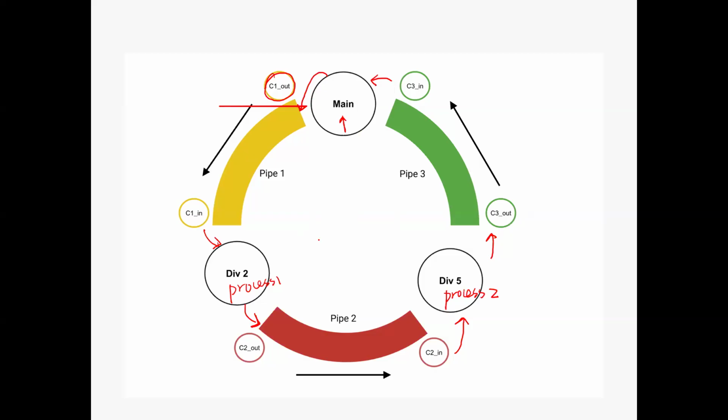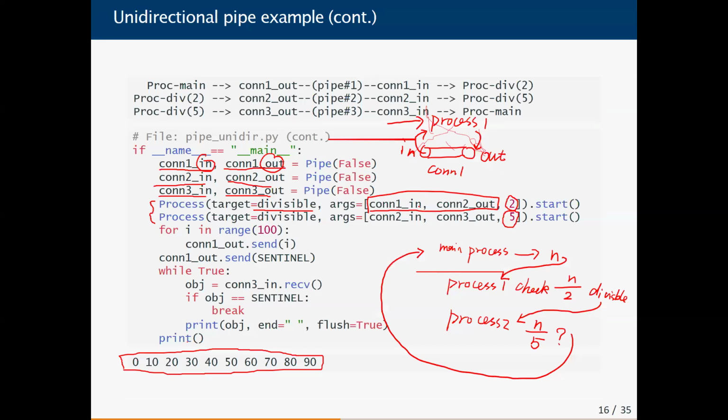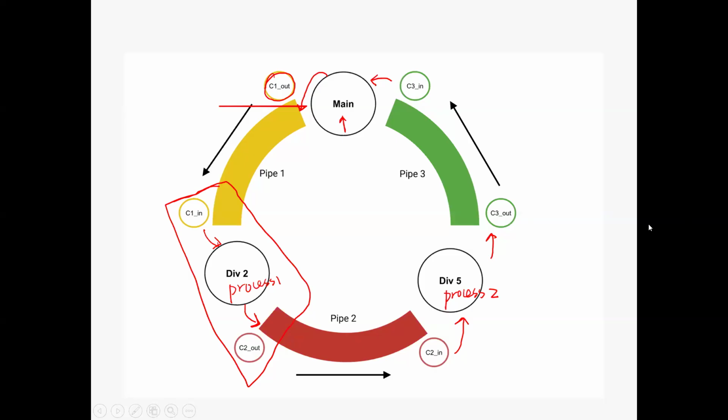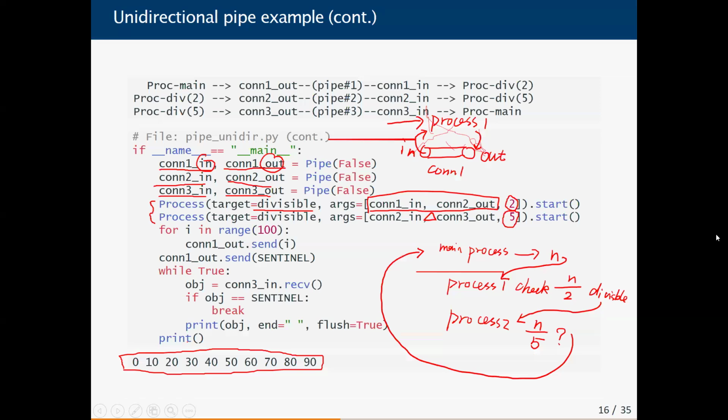If you look at this graph, it will be very clear. When you are defining a process like process 1, you need to connect it in this way: you need to combine these things together, which is C1 in and C2 out. That's why in this code, the arguments of this function are C1 in and C2 out, aligned with the graph here. For process 2, the 2 arguments are C2 in and C3 out, so what we are doing here is C2 in and C3 out.